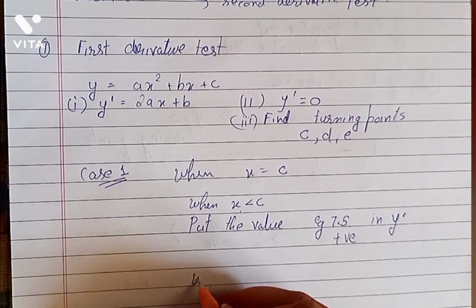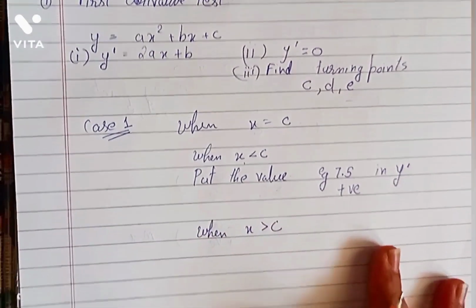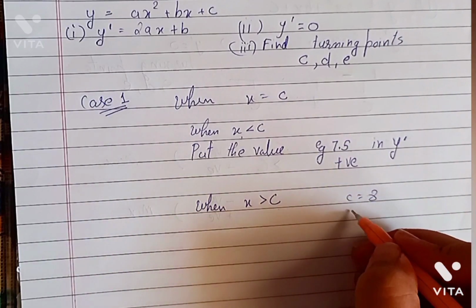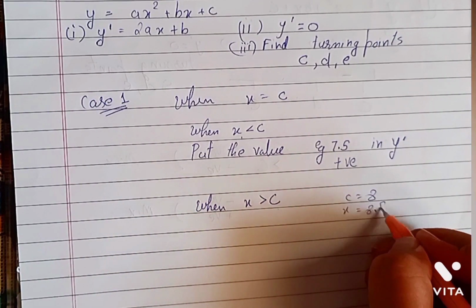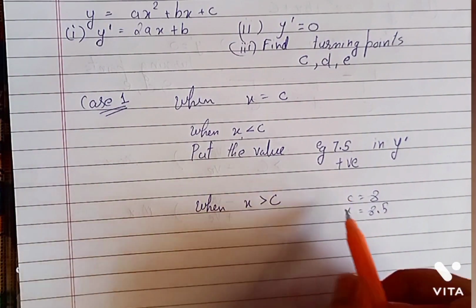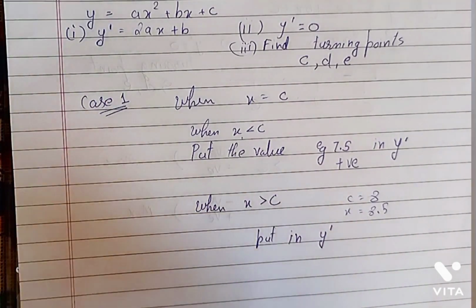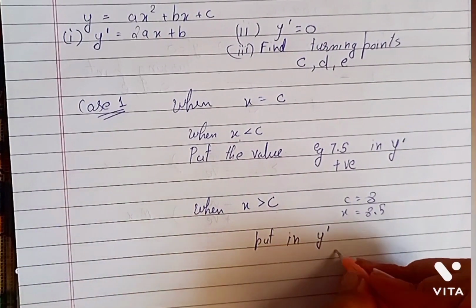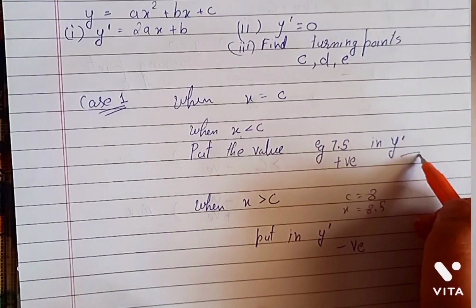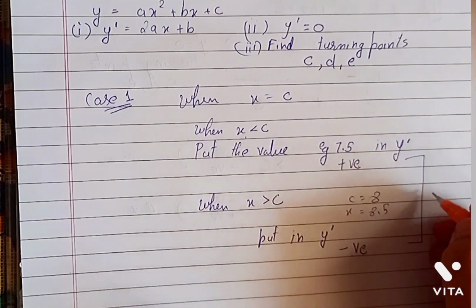Similarly, we'll do it when x is greater than c, slightly greater. If I suppose c is 8, then slightly greater means I'll take x to be 8.5, or 8.1, whatever you want to take. I have taken 8.5. Now I'll put it in y dash. On putting it in y dash, I got a negative value. So from here, what could I conclude? That the sign changes from positive to negative. So it would be maxima.